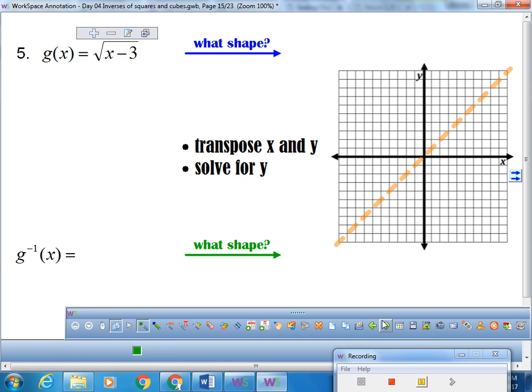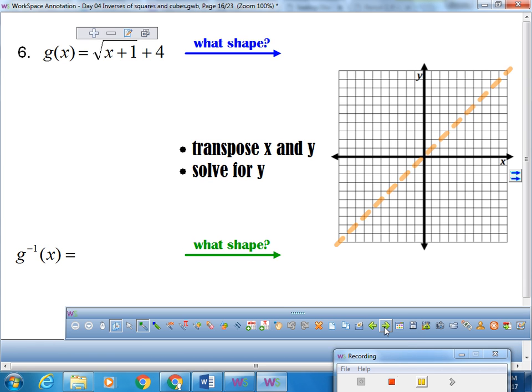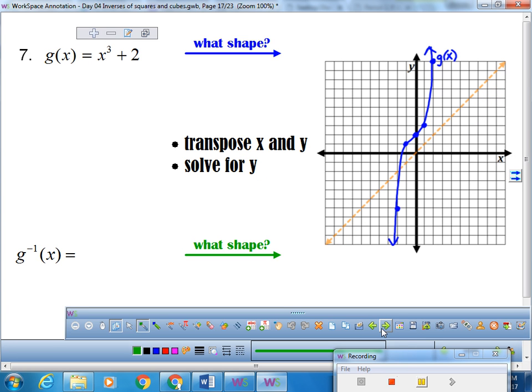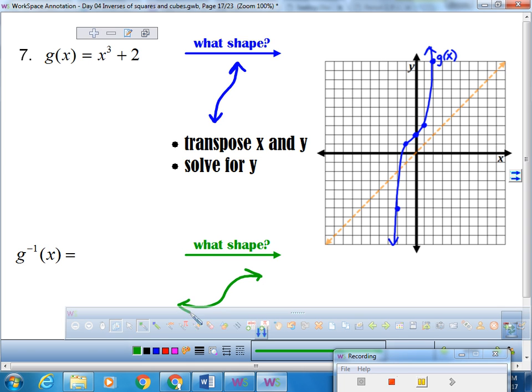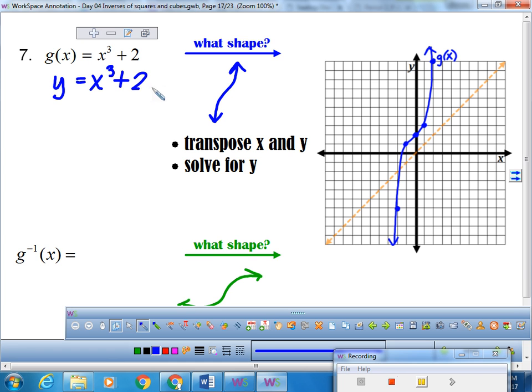All right, actually, let's do this one. Number 7. So 7 looks like this. So its inverse is going to look like this, right? I'm going to transpose x and y. So right now, y equals x cubed plus 2. But when I transpose it, it's going to say x equals y cubed plus 2.